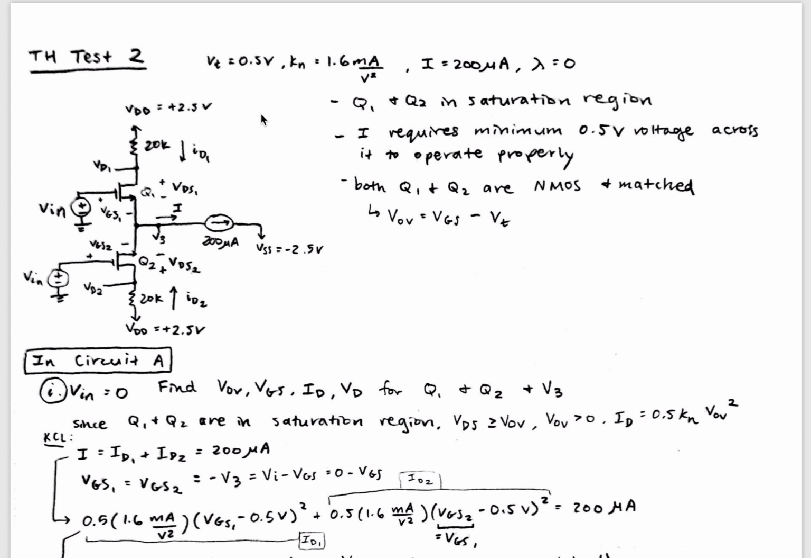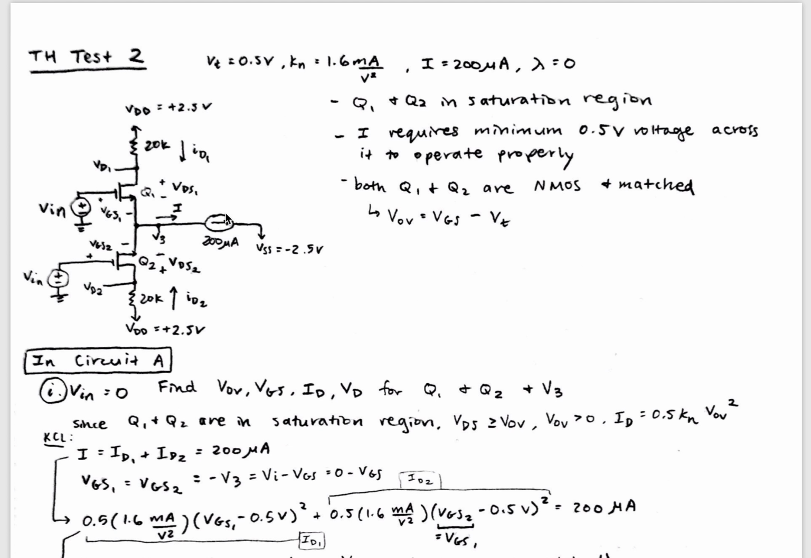So first of all, I've drawn the circuit a little bit differently than given in the problem because this was a little bit easier for me to understand and visualize. I've also written down some of the information that was given in the problem already. So we know that Q1 and Q2 are in the saturation region.